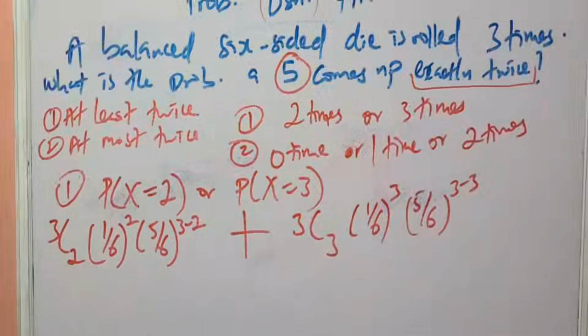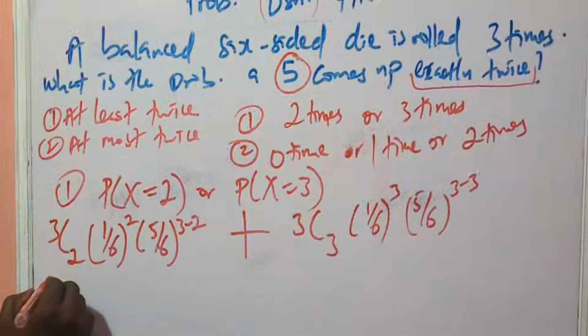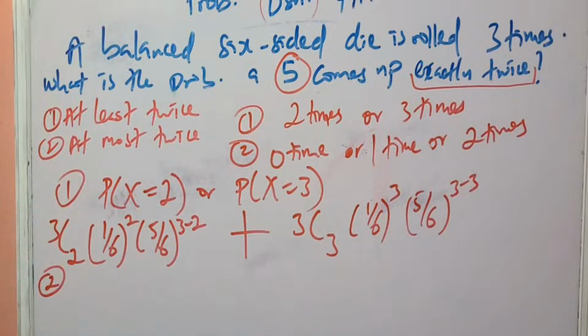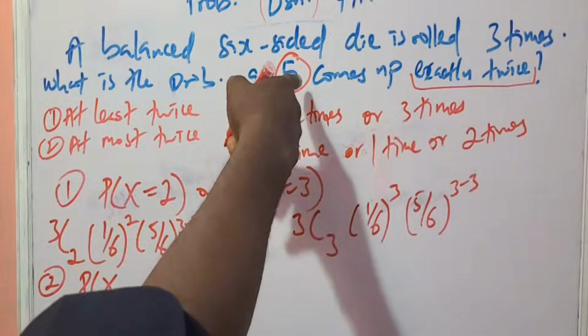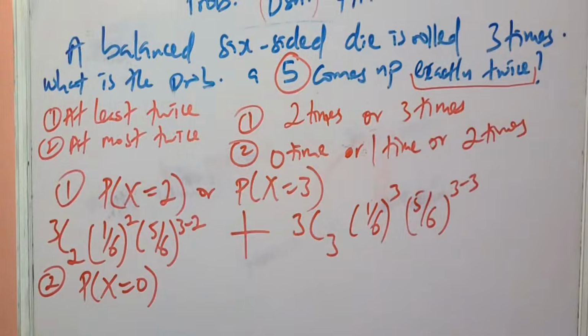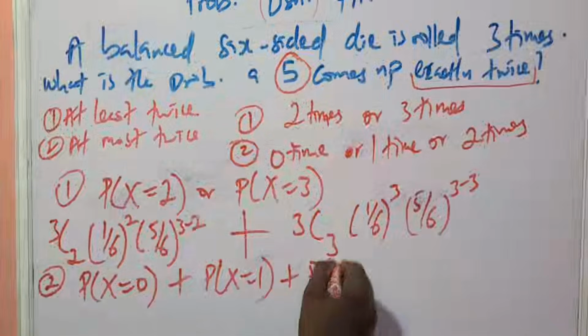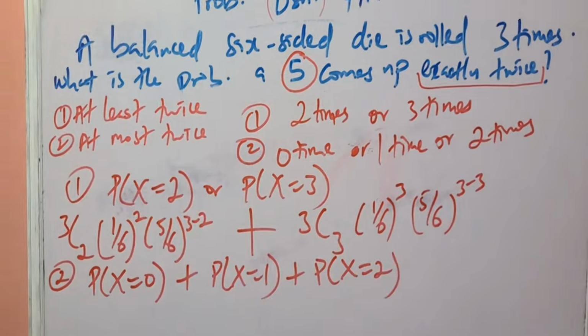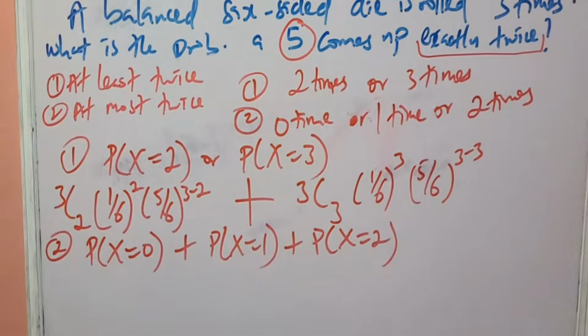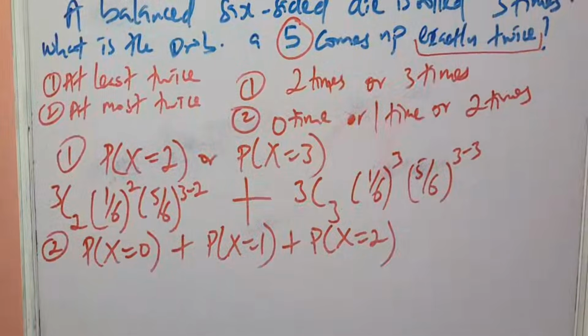For that of at most twice, what you have to do is that you must solve for when, of course, the number of 5s that show up was equal to 0, or when it was equal to 1, or when it was equal to 2. This is what you will be solving for you to get your answer correctly. Now, of course, you know what's going to happen here.